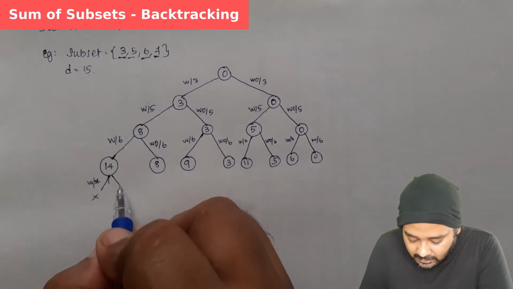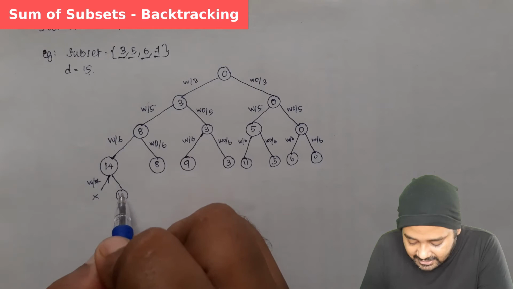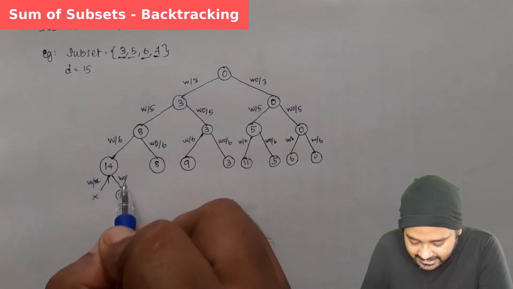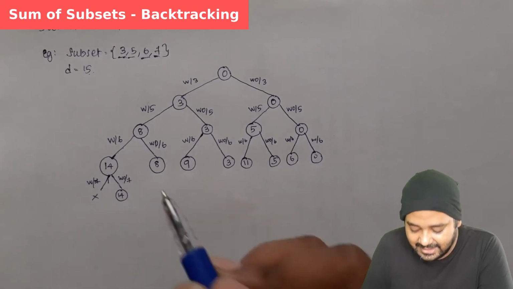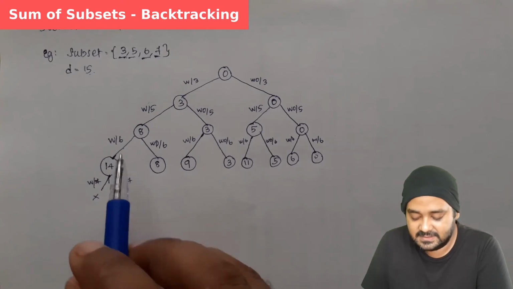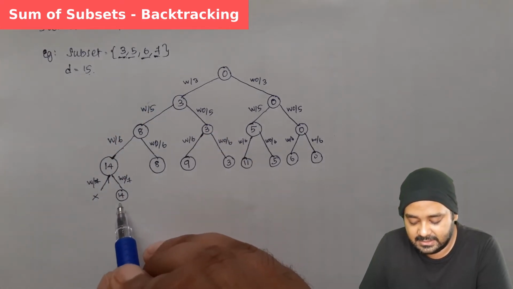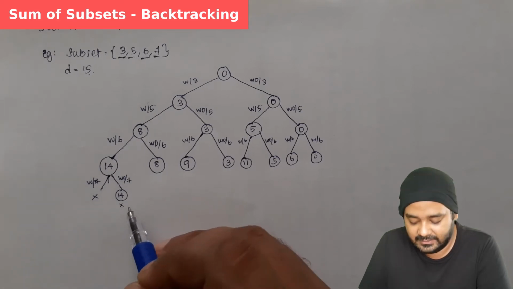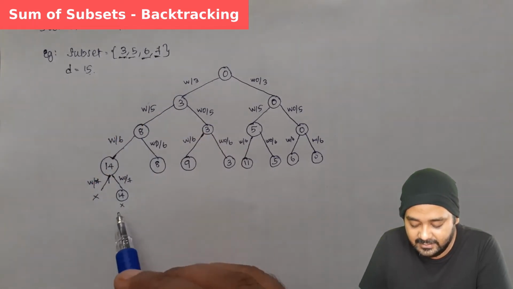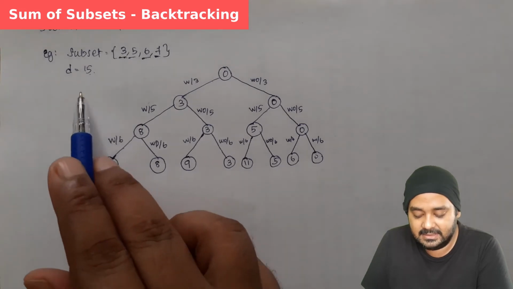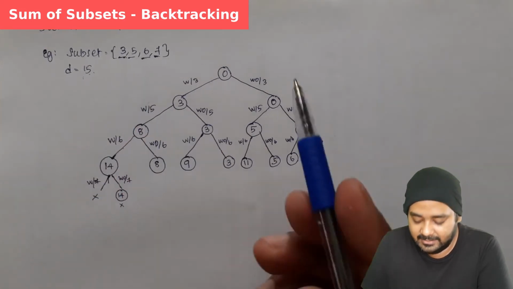Without 7, my value is 14, so I'm just keeping it as is. So without 7, I'm just keeping it, because if there is any other element, we could travel. If there is no other element, we will just leave it off or stop over here, right? So considering this problem, we will be stopping it over here. Why? Because there are no further elements, right?